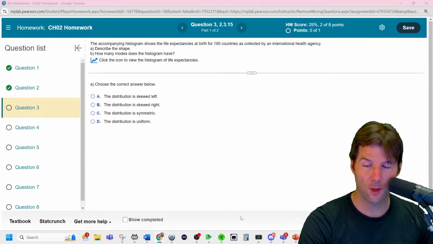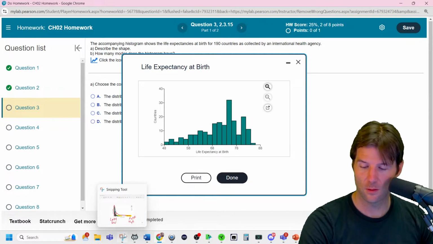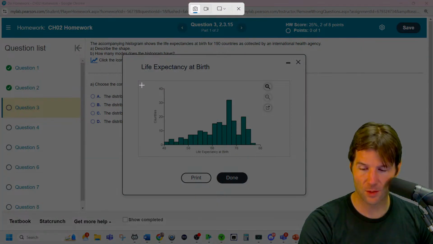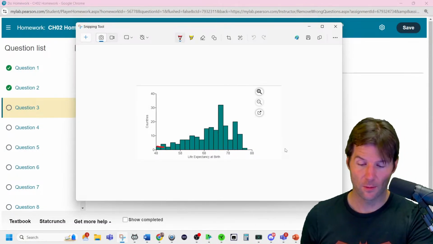Describe the shape of the histogram of births. So let's look at it. This is a little left skew, left to the low. There's our right skew monster man. And this is a little left skew. We draw our monster man here.